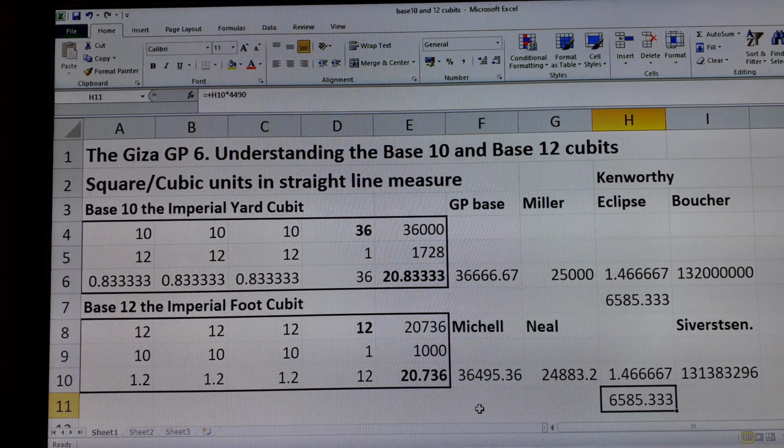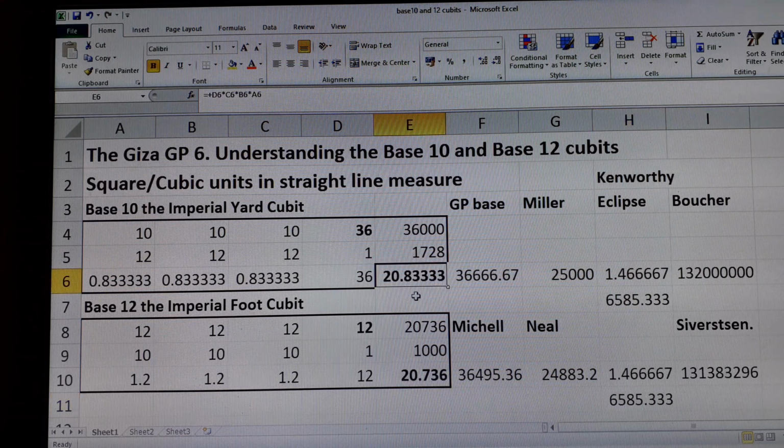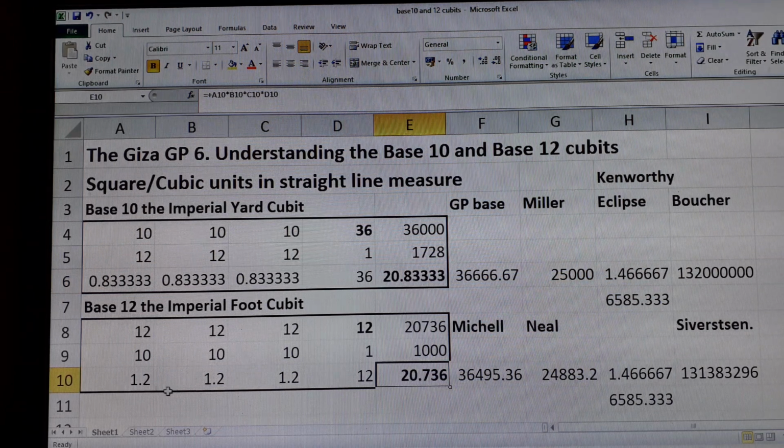Just a short video explaining how the key qubits in historical metrology are designed and why they're called qubits. The qubit is a cubic unit, and it's also a square unit, and it's a straight line unit. And the overall design of a qubit: every metrologist expects a qubit to be a straight line measure in the Giza base, even though it's 20.736, which is 12 times 12 times 12 times 12 is 20736.